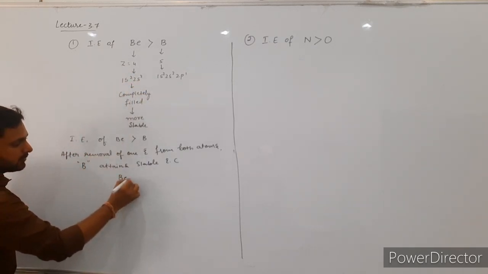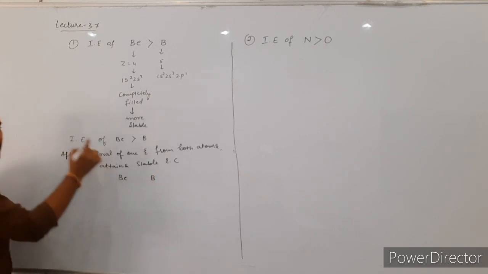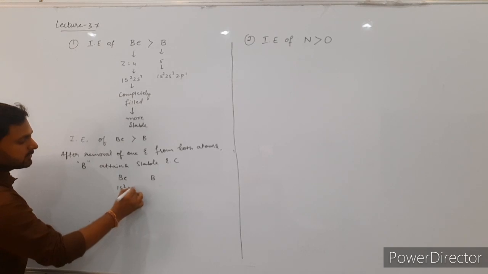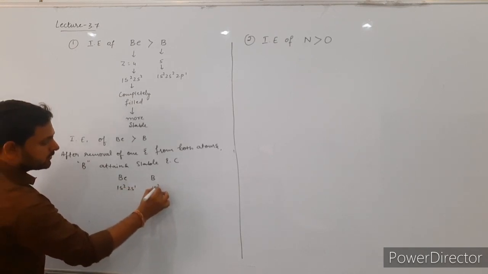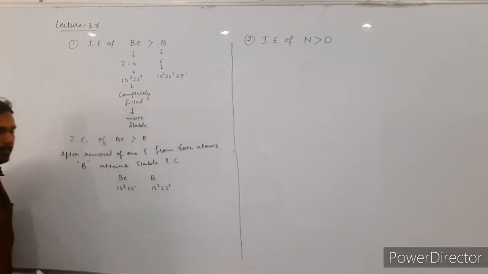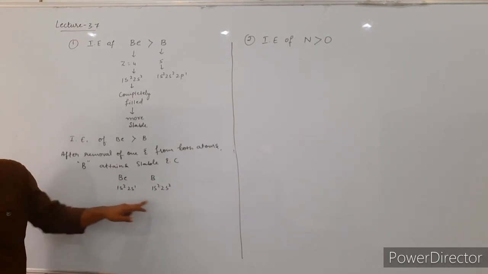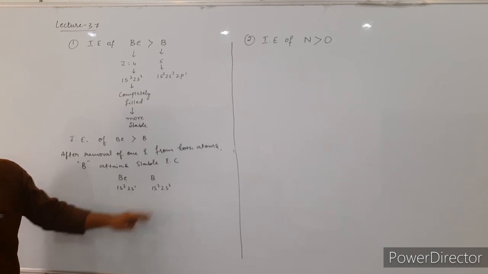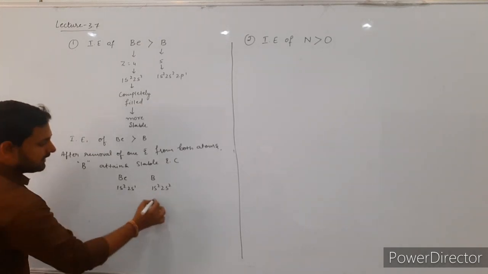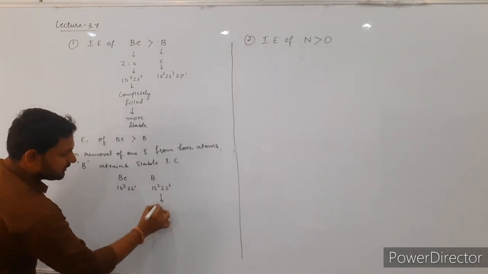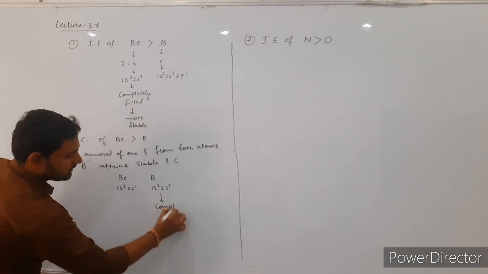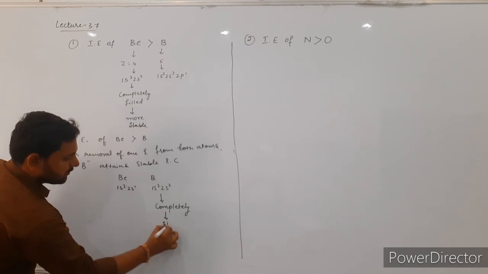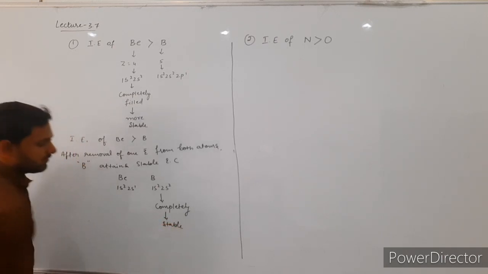Just I am writing here beryllium and boron. After removal of one electron, the electronic configuration becomes 1s2, 2s1 for beryllium. Here 1s2, 2s2 for boron. Now tell me, between these two electronic configurations, which is more stable? This is more stable. Why? Because it is completely filled electronic configuration. That's why it is a more stable electronic configuration.